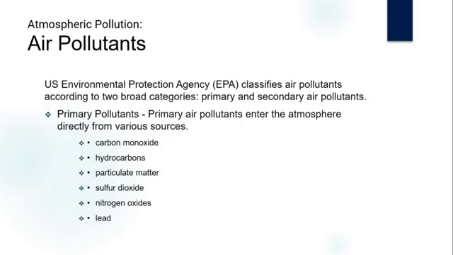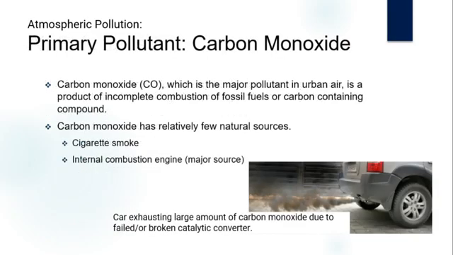In accordance with the U.S. Environmental Protection Agency, or EPA, air pollutants are classified into two broad categories, primary and secondary air pollutants. Primary pollutants enter the atmosphere directly from various sources. Examples are carbon monoxide, hydrocarbons, particulate matter, sulfur dioxide, nitrogen oxide, and lead, which we will discuss further on the next slide. So we start off with carbon monoxide.